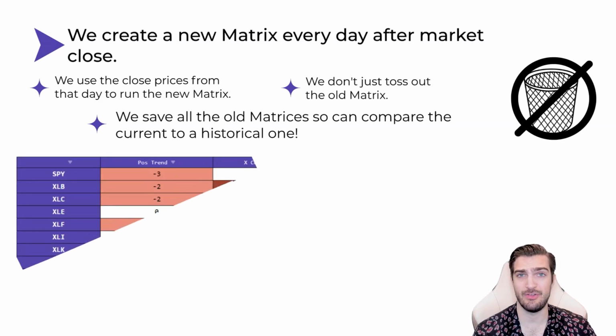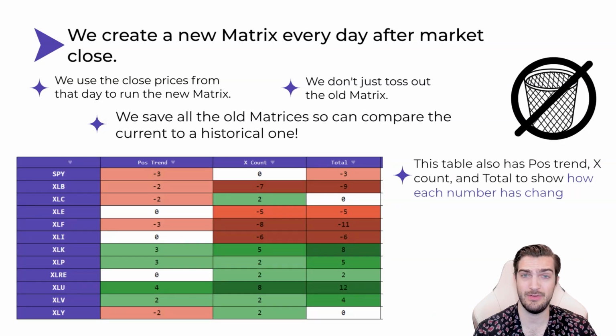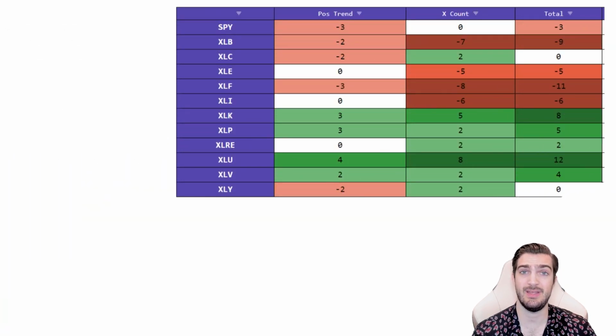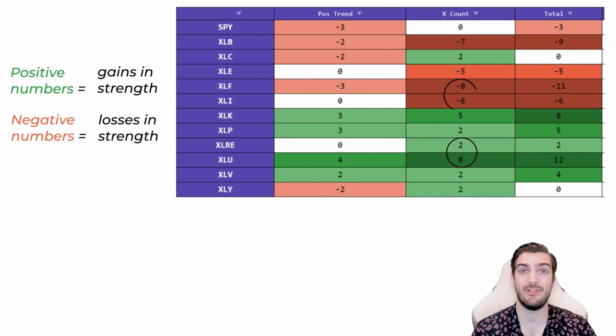We show all of these changes in what we call the momentum table. The momentum table will look a lot like the matrix, where we have 3 different columns for numbers representing the positive trend, X count, and total counts. But instead of just showing what those numbers are currently at, the numbers instead reflect how the current matrix compares against a historical matrix. Positive numbers on the momentum table indicate that that sector has gained strength in that category, whereas negative numbers represent that that sector has lost strength in those specific categories.